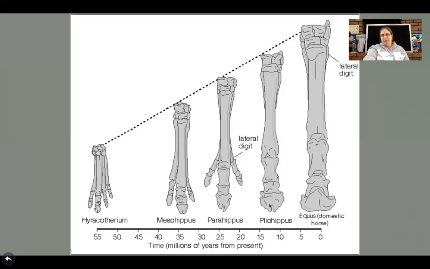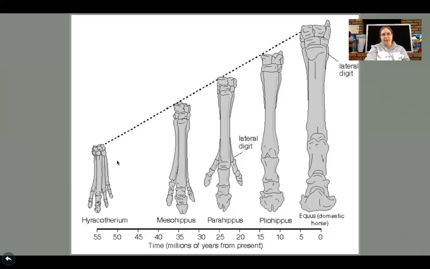Now let's look at Pleohippus and Equus, the modern day horse. Again, the middle digit looks very, very similar. The nail portion got wider and broader, but apart from that, the overall structure is very similar. And even here, we still have those remnants of the lateral digits on the top. So by looking from one to the next, to the next, to the next, we can see that incremental change, which helps to support the evolution of the horse.